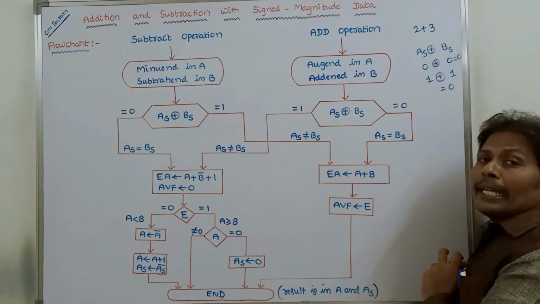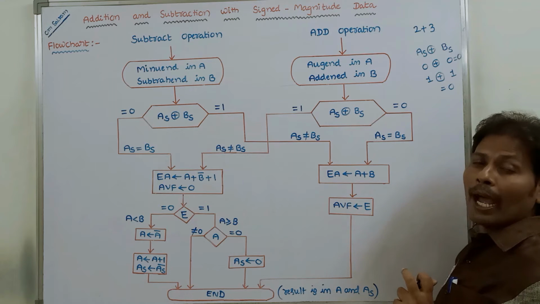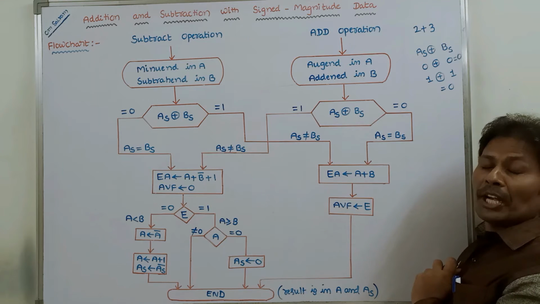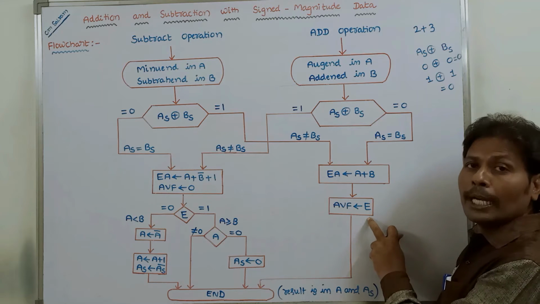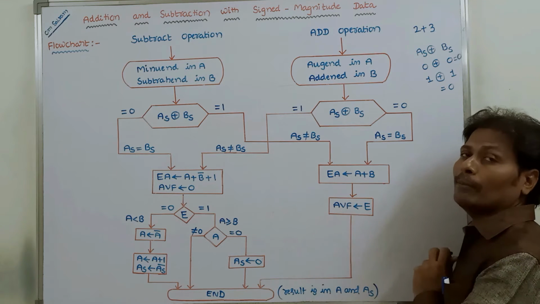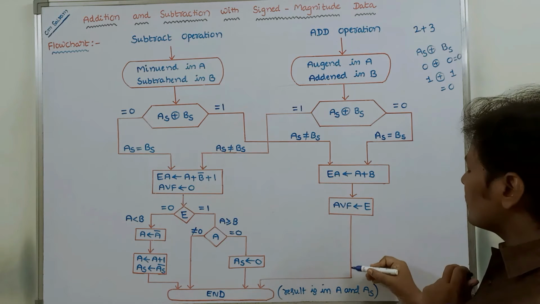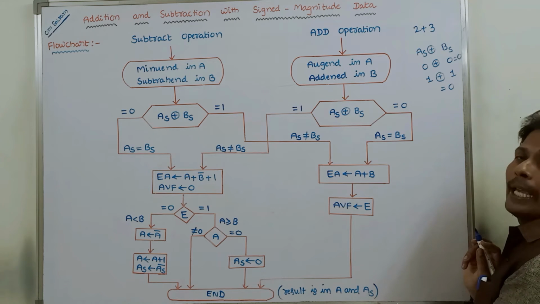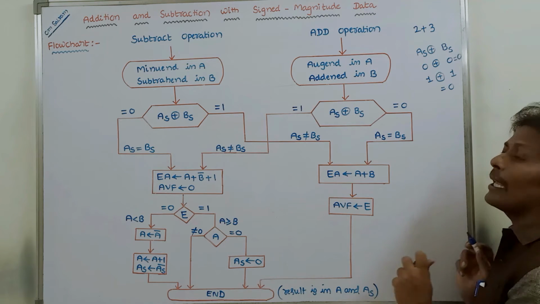If any output carry is generated while performing the addition operation between A and B, that output carry is transferred to the extended flip-flop E. After that, the content of the extended flip-flop is transferred to AVF. AVF is nothing but the add overflow flip-flop. Finally, the result is stored in register A and its sign bit is AS.